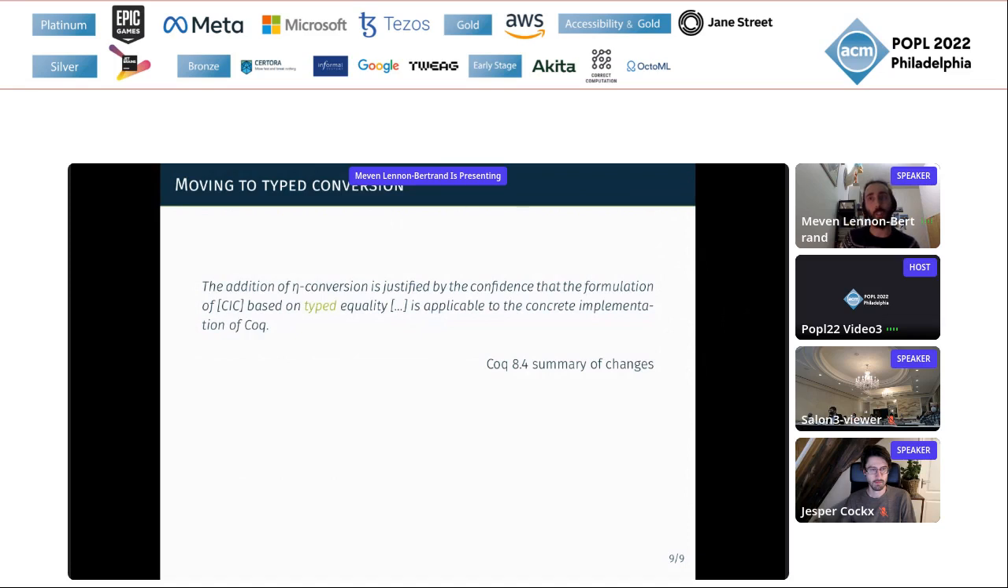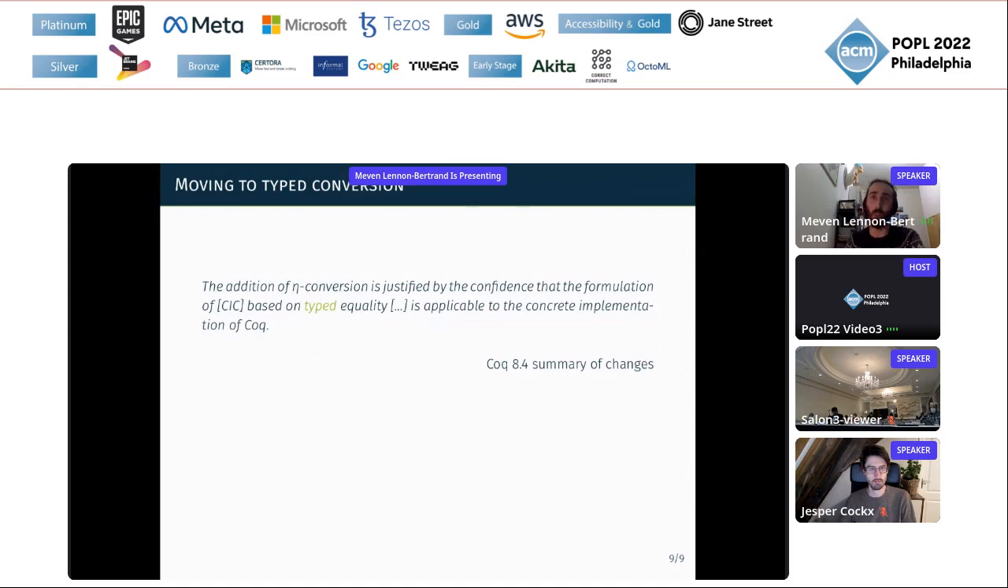And if you look at the summary of changes of Coq, when eta-conversion was introduced, there's this small phrase saying that the addition of eta-conversion is justified by the confidence that the formulation of CIC based on type equality is applicable to the concrete implementation. So somehow the people that implemented eta, and I guess that's Hugo Herbelin, thought about type equality as the specification they had in their head.